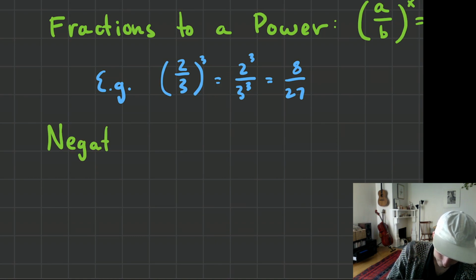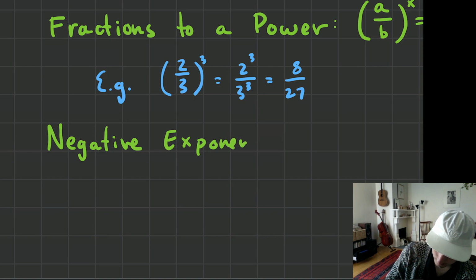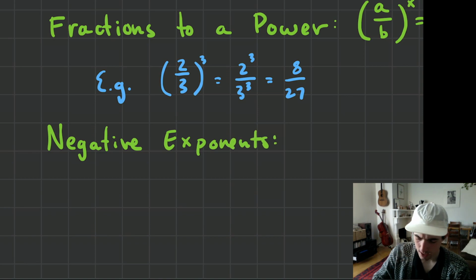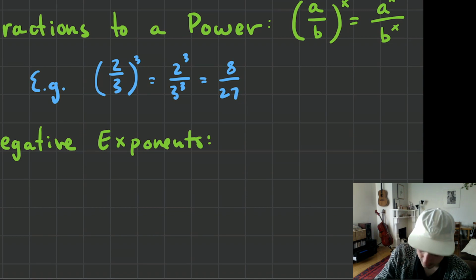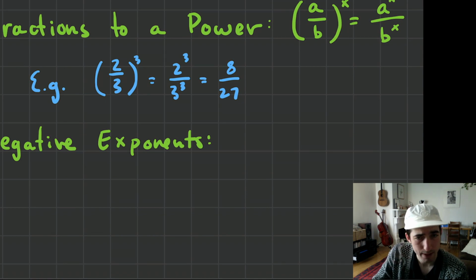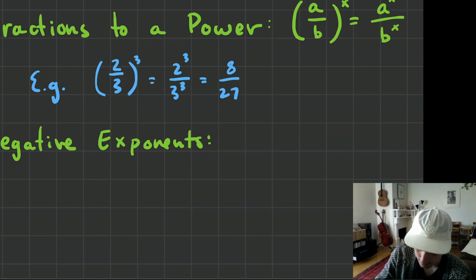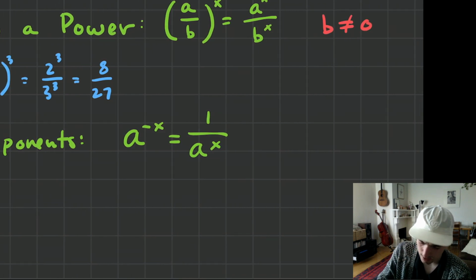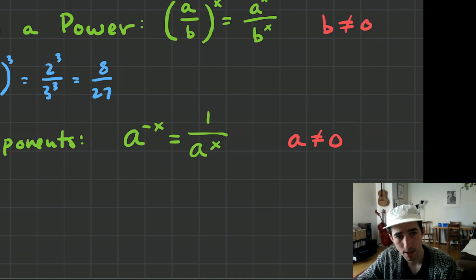Negative exponents. That's when the exponent is negative. It doesn't really matter what the base is, as long as the base is non-zero, and we'll see why in a second. If I have a to the power of negative x, that's equal to 1 over a to the x, and in this case we have to make sure that a is non-zero. It does not work when a is 0, because then we would be dividing by 0.